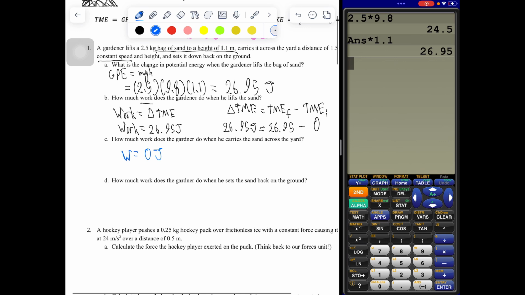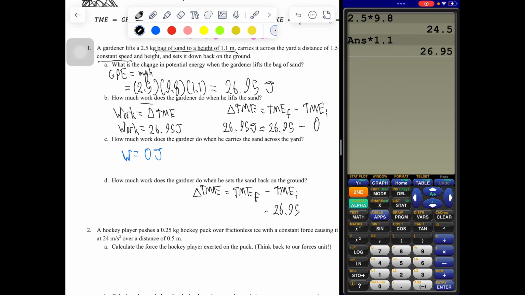Well, let's use our same process from part B. We'll use our same equation. We will say that our change in total mechanical energy is the final total mechanical energy minus the initial total mechanical energy. The initial total mechanical energy is just our same GPE from part A, since it's in the air at that height. We'll plug that in, 26.95.